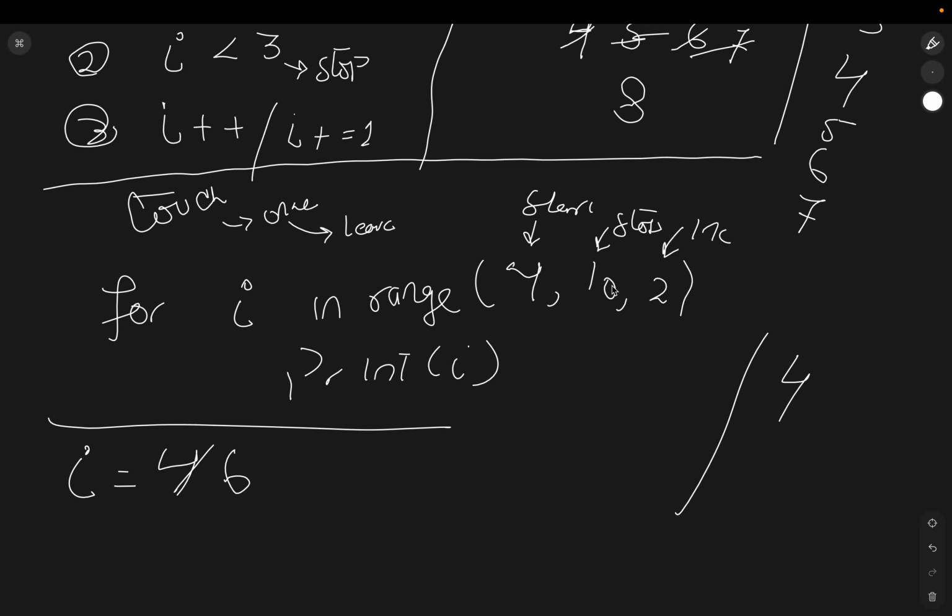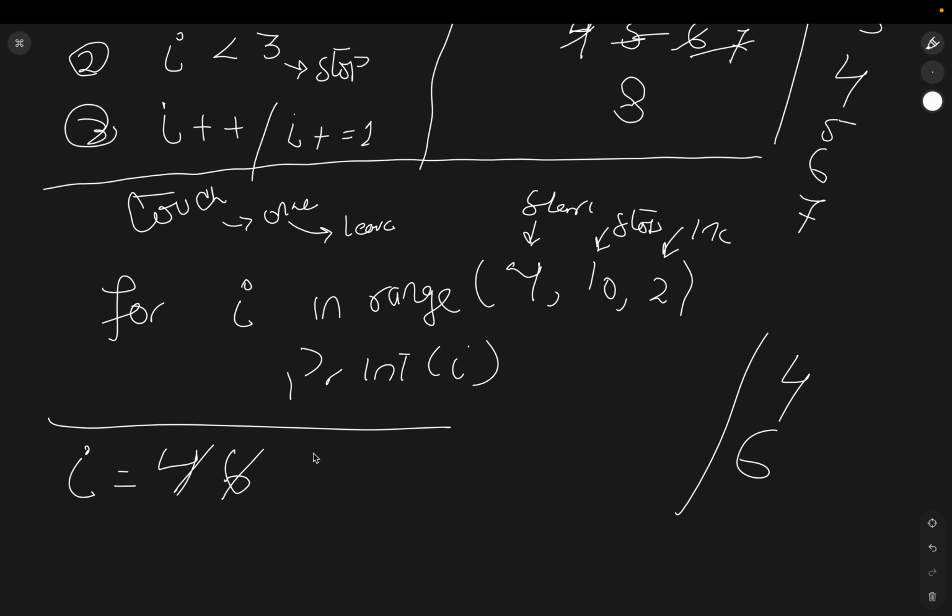Now we'll be checking, is 6 less than 10? Condition true or false? Yes, condition is true. So again I'll be coming inside the for loop, and here whatever is present in I, print that. That means 6 will be printed. After printing this, again I'll be coming back to this for loop, and now again I'll be incrementing by 2.